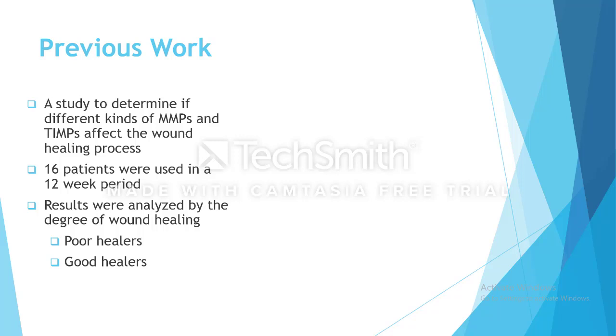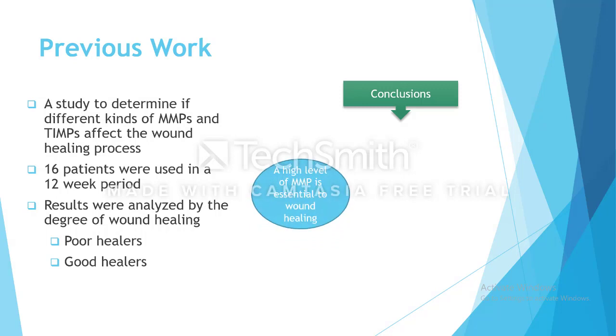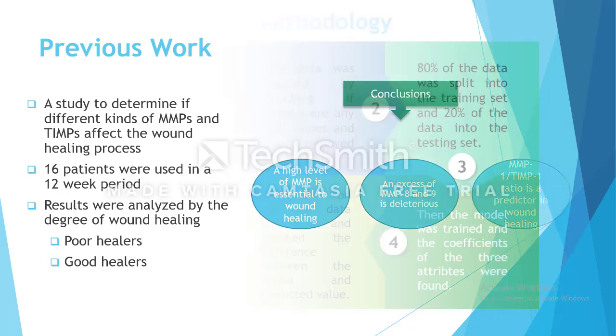In this study, 16 different patients were used in a 12-week period to analyze if the enzymes affected the wound healing process or not. The results of the study were analyzed for the degree of wound healing, poor healers and good healers. The conclusions to the study were that a high level of MMP enzymes are important to the wound healing process, whereas too much of MMP8 and MMP9 is harmful for the wound healing process, although the ratio of MMP and TIMP is a predictor in the process.